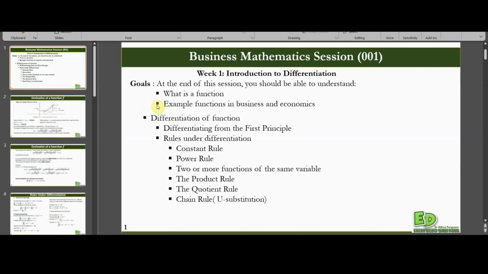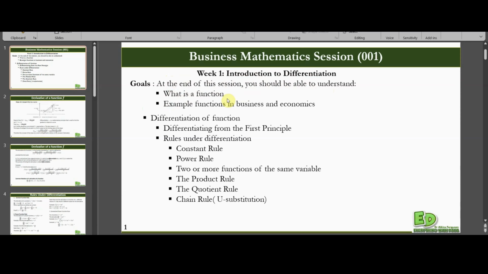Welcome to the first session of Business Maths, where we'll be looking at the introductory aspect of calculus. Here, the main focus is to look at what is called differentiation, or the introductory aspect of differentiation, which is also part of calculus.